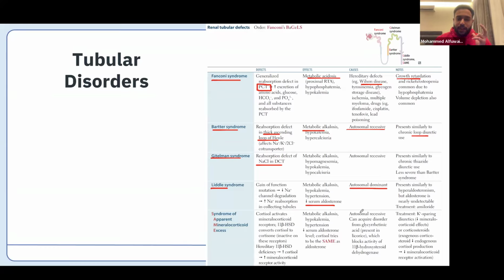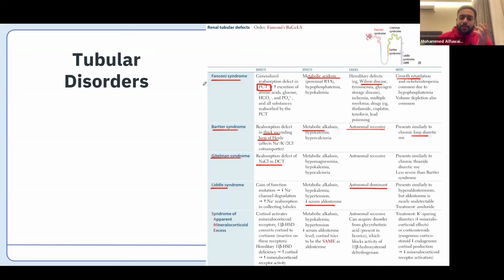Now, a fun fact is this can be an acquired defect, or it can be a result of a patient eating a lot of licorice. Okay, because there's something that will inhibit a certain enzyme, which is 11 beta hydroxysteroid dehydrogenase. Okay, and this is in licorice.